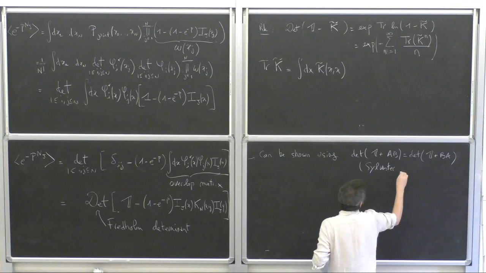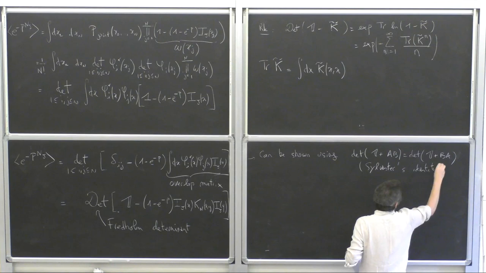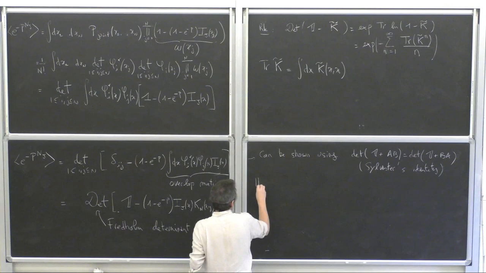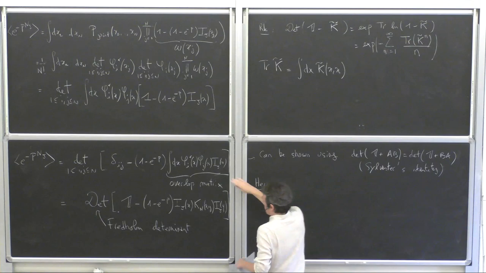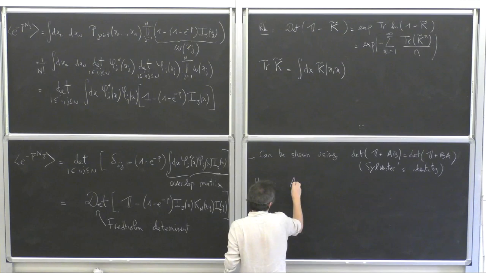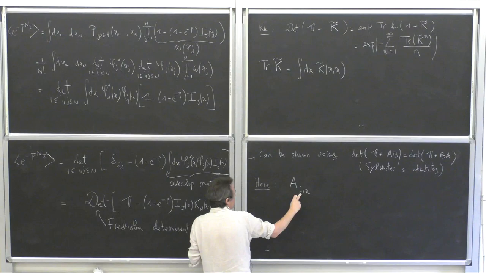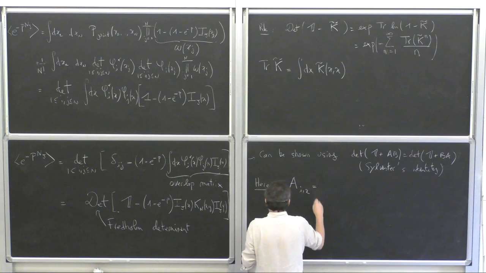If you want, I can show you how to prove that using block diagonal matrices, but I don't want to do that. I just want to show you how one can get from that identity this one. So you need to define the matrix A, which is a kind of object, a matrix in the sense that it has a discrete index on the left and continuous indices on the right, and I'm defining it like that.